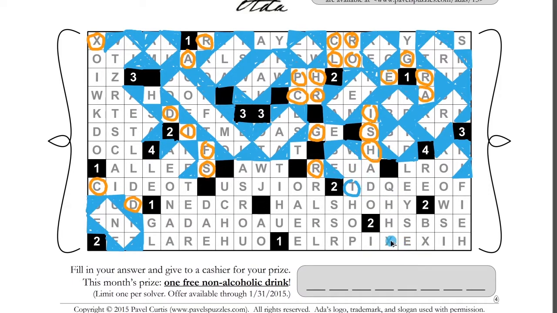What about if this one's empty? There's only one possible triangle I could put in here. If this one's empty, then this needs one like this. Oh, this doesn't help at all.